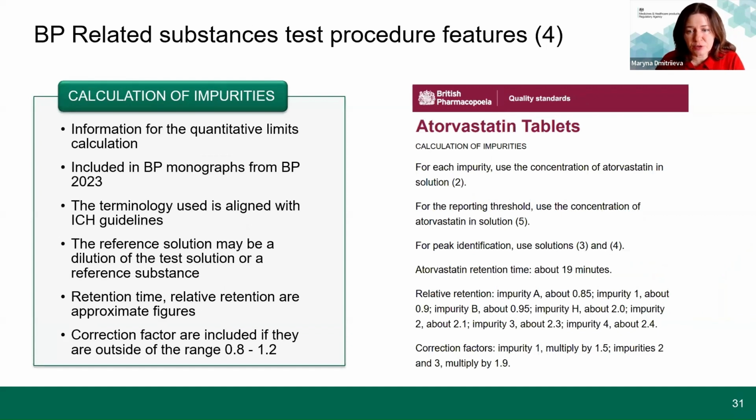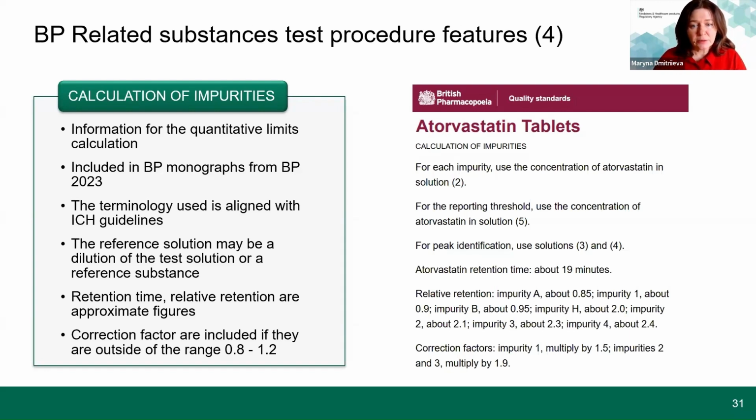This section was introduced in the related substances test to provide relevant information for the quantitative limits calculation. Quantitative limits started to be included in the BP monographs from BP 2023. This approach makes it easy to adopt BP methods for routine impurity testing and monitoring, and is in line with the European Pharmacopoeia approach. It's important to note that the terminology used in the monographs is aligned with the ICH guidelines.